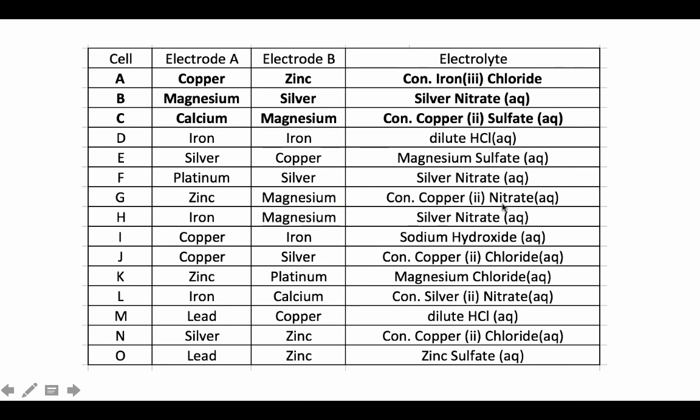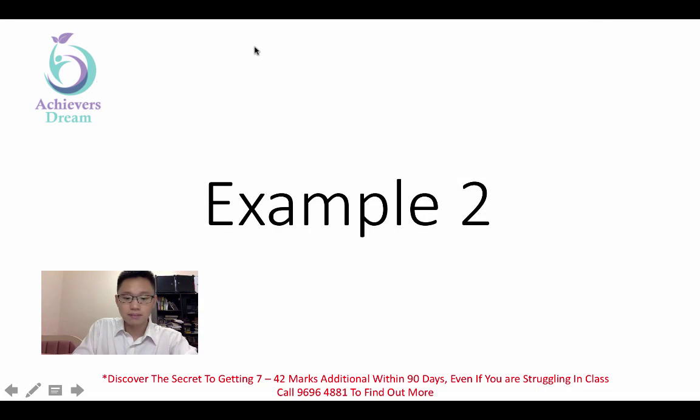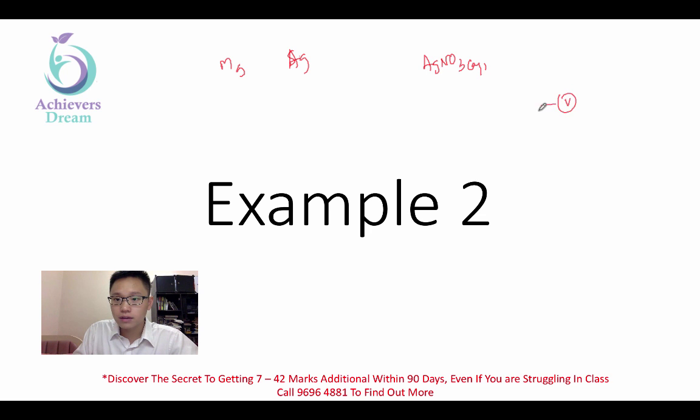Okay, the next example I'm going to use is B. Okay, I'm going to copy this down very quickly. Magnesium, silver nitrate. Okay, next question: magnesium, silver, and silver nitrate, sorry. Okay, let me quickly draw it for you. This will be magnesium. This will be silver. This will be AgNO3.